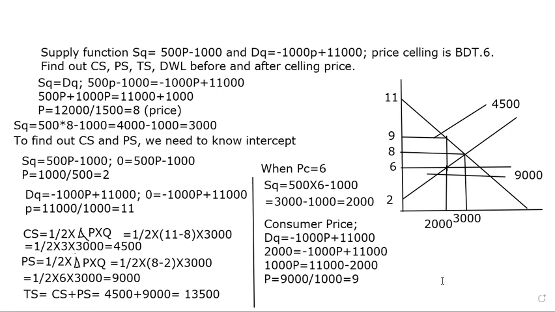So right now at 2000 quantity, what will be your consumer surplus? Because you had consumer surplus there of 4,500 and 9,000. Right now we can erase this part.